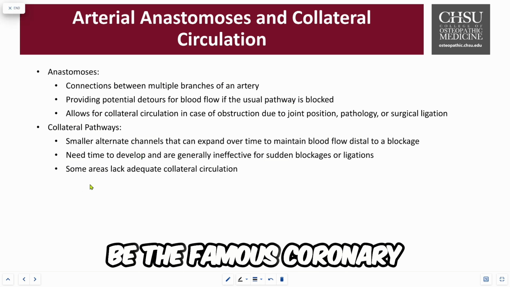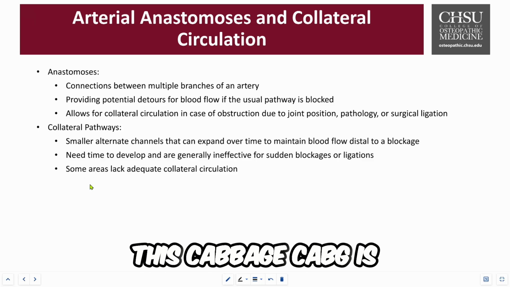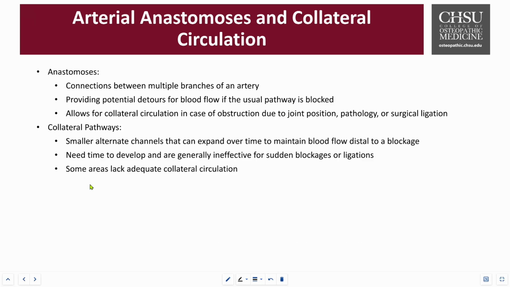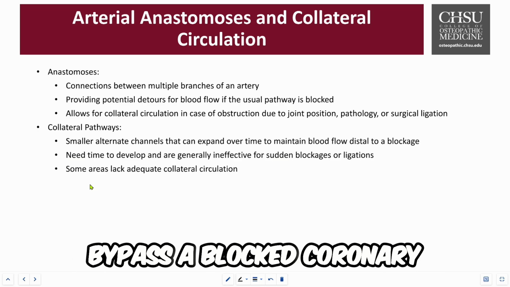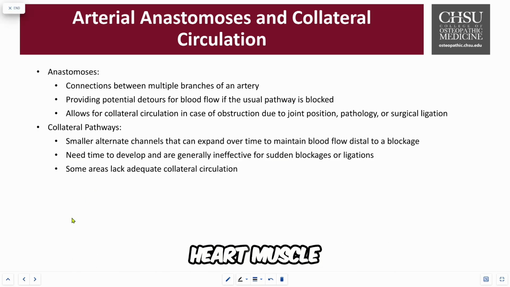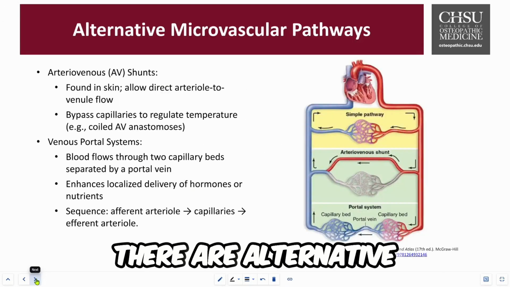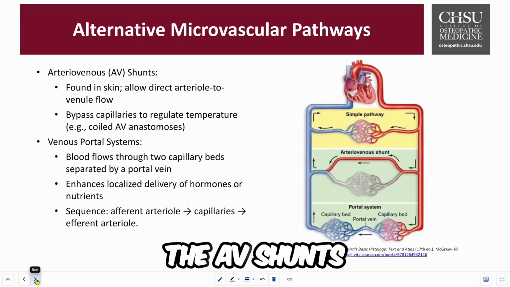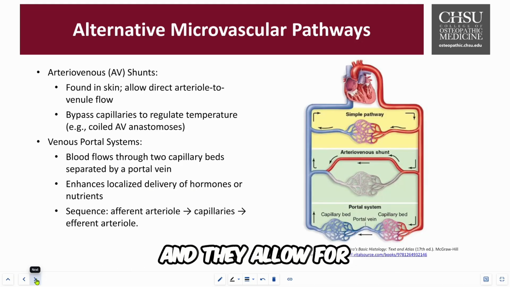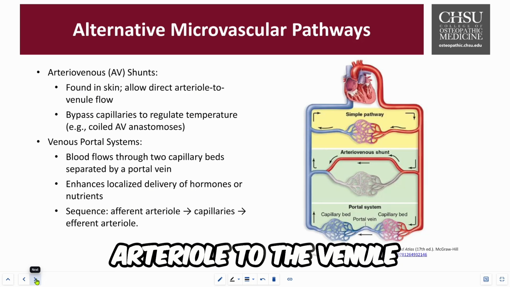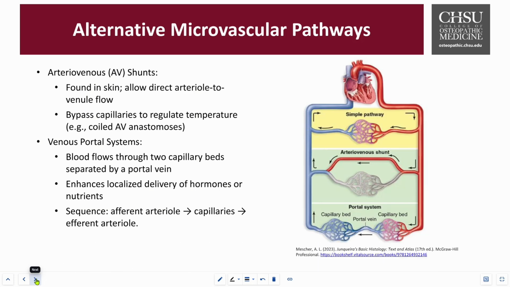An example would be the famous coronary artery bypass graft, called the CABG, a surgery that allows you to create an artificial anastomosis to bypass a blocked coronary artery and help restore the flow to the heart muscle. So beyond the typical artery, capillary, vein pathway, there are alternative microvascular routes. The AV shunts, arteriovenous routes, are found in the skin, and they allow for direct flow from the arteriole to the venule, bypassing any capillary. And this is one key example for temperature regulation.